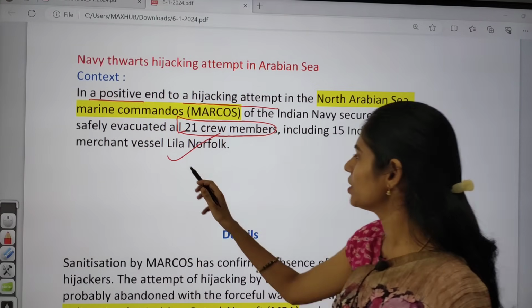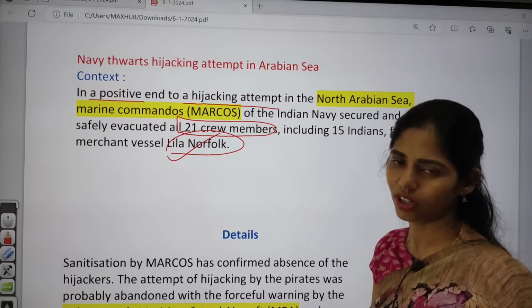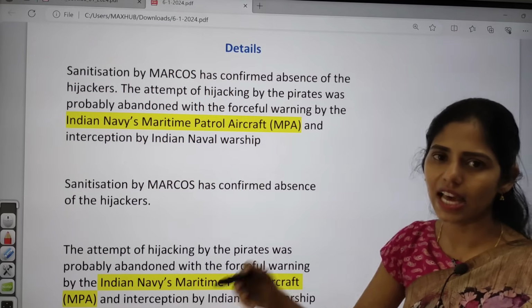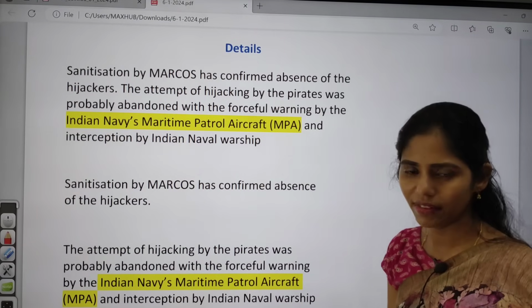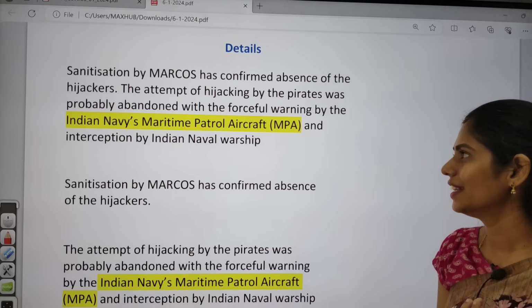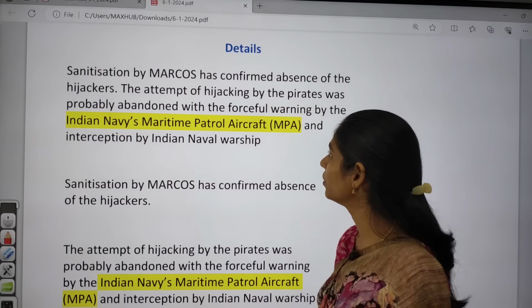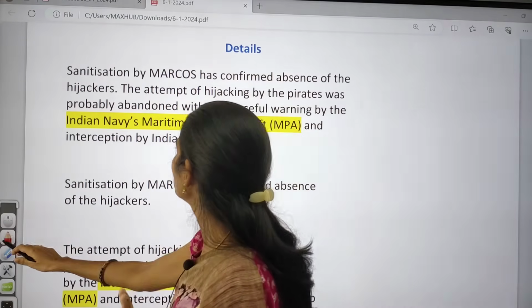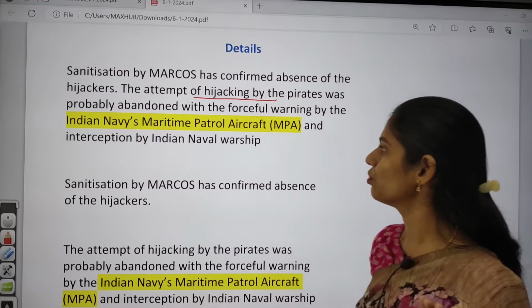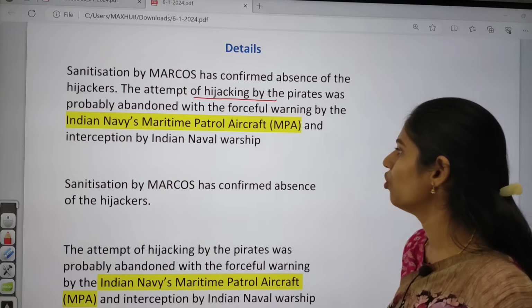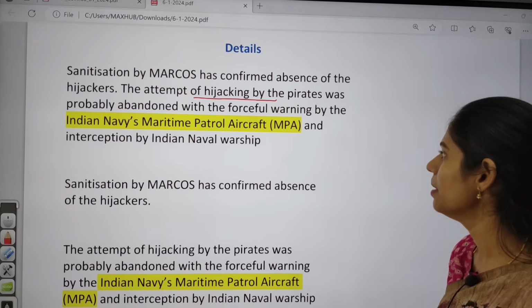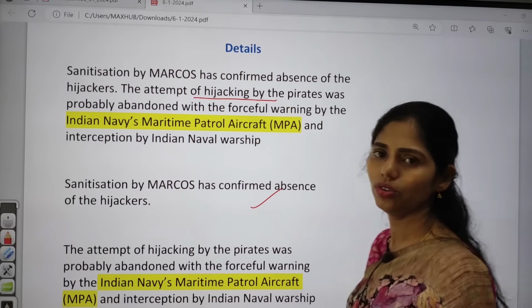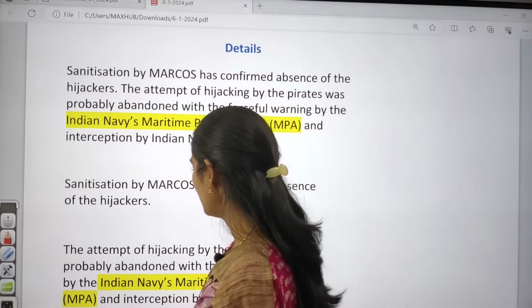That merchant vessel's name is Lila Norfolk. Now let us see the details. After rescuing that ship, they went for sanitization of the ship to identify whether there were any bombs or anything else present. After sanitization, they found that no hijackers were present in that ship. The hijacking attempt by the pirates was probably abandoned after a forceful warning given by the Indian Navy Maritime Patrol aircraft.